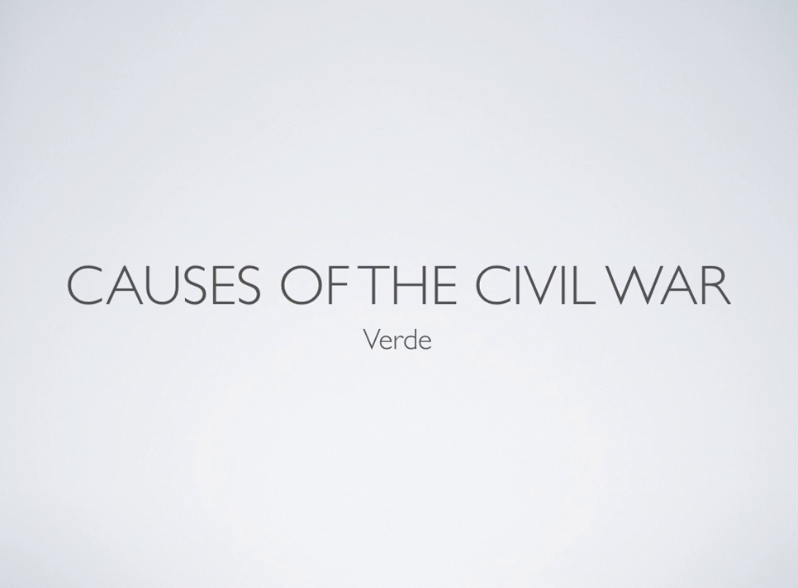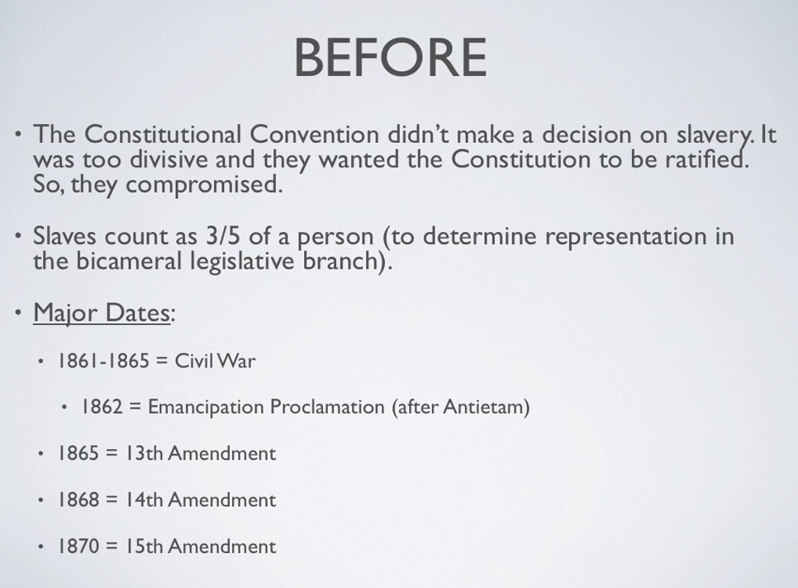Summary of the causes of the Civil War that we talked about in class to help you prepare for the test. So I'm going to try to run through them pretty quickly. So here we go. Obviously, this all starts with the Constitutional Convention in that the delegates are afraid to deal with the issue of slavery.